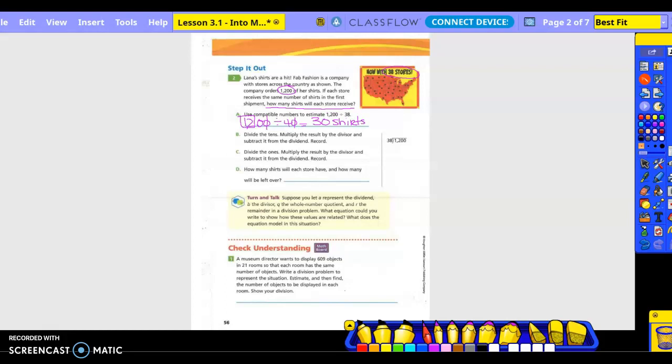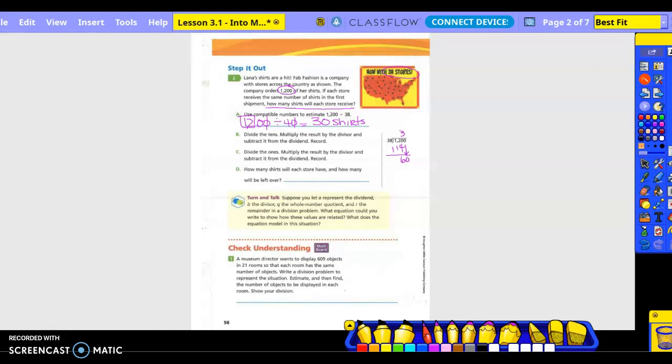So 38 is it going into what? 120. How many times? 38 is about 40, right? So 3 times. 3 times 8 is 24. Mentally carry the 2. 3 times 3 is 9 plus 2 is 11. So 6 left over. Bring down the 0.